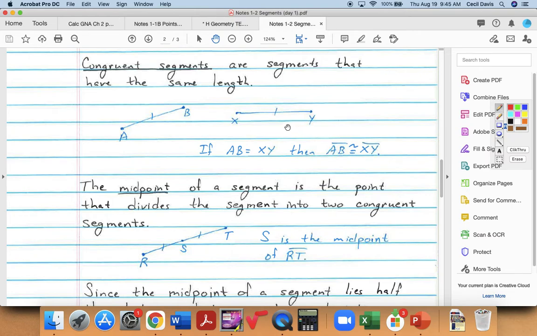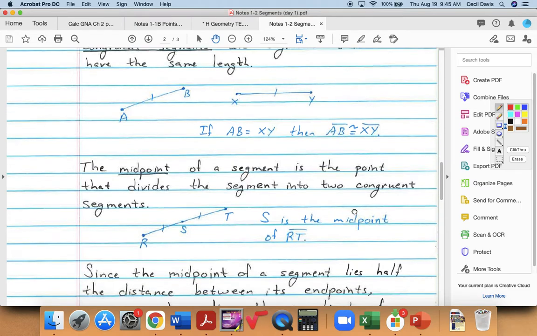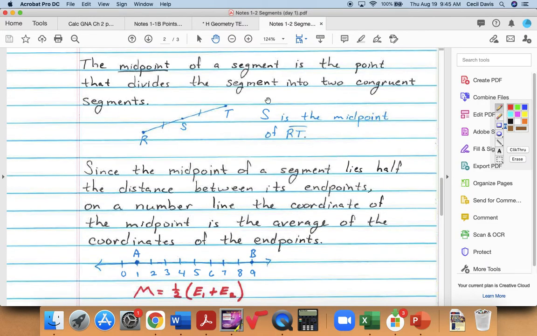It's not a huge deal right now because we're only going to be working with a few segments at a time, but a little bit later in the year we'll be working with multiple segments at the same time, and some of them will be congruent to each other and some of them will not. So it's important to have them marked. So I apologize. Let me go back to midpoint.